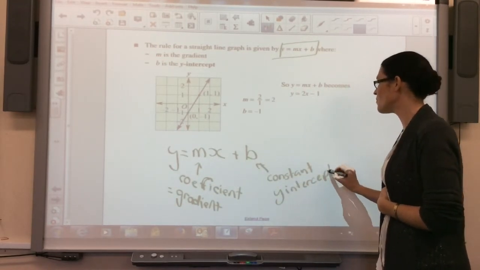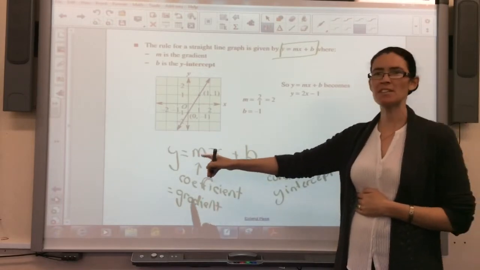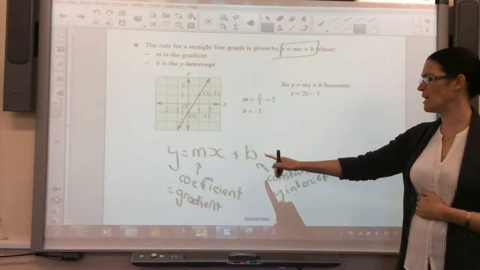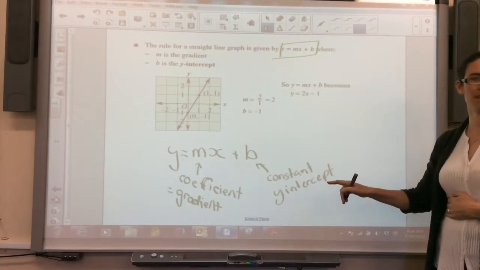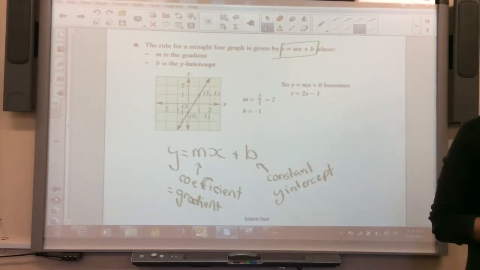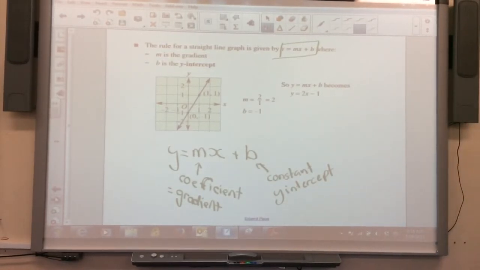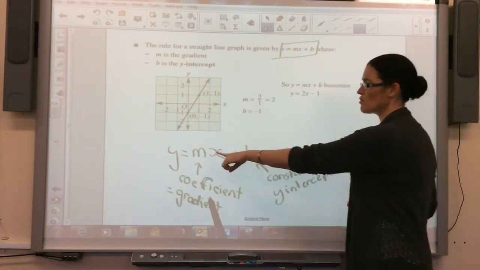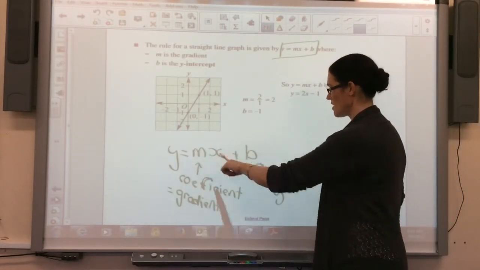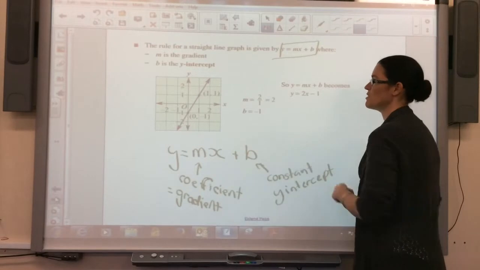Okay, so to be super helpful, our M stands for gradient and our B stands for y-intercept. As mathematicians are not awesome at spelling. So our coefficient or our gradient is M and our constant or our y-intercept is B.